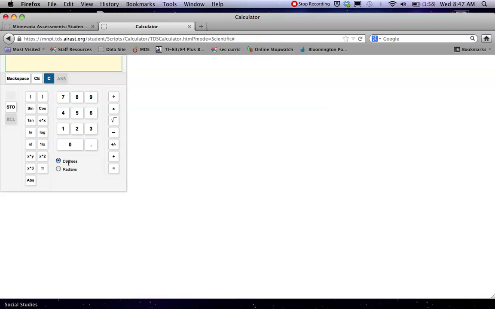Unfortunately, even with all these buttons, one thing it doesn't have is a fraction button. And so when you're dealing with fractions on a calculator like this, you basically just have to use the division sign. So if you want to work with the fraction 5/8, you have to do 5 divided by 8, and it'll convert it to a decimal.